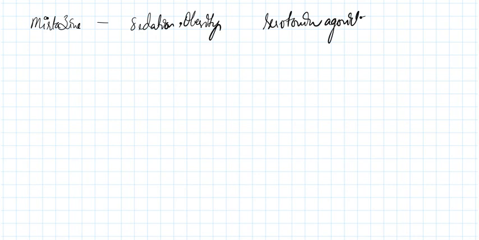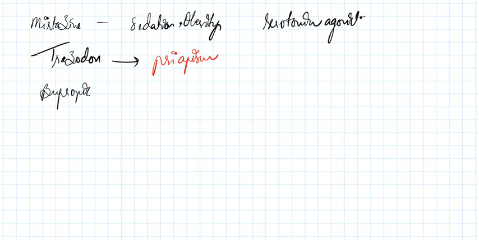Now, trazodone. What does trazodone cause? Trazodone causes something called priapism. Bupropion. Can you tell me one of the routes of administration of bupropion? It's sublingual. Bupropion is used for smoking cessation, and it causes seizures and anxiety.